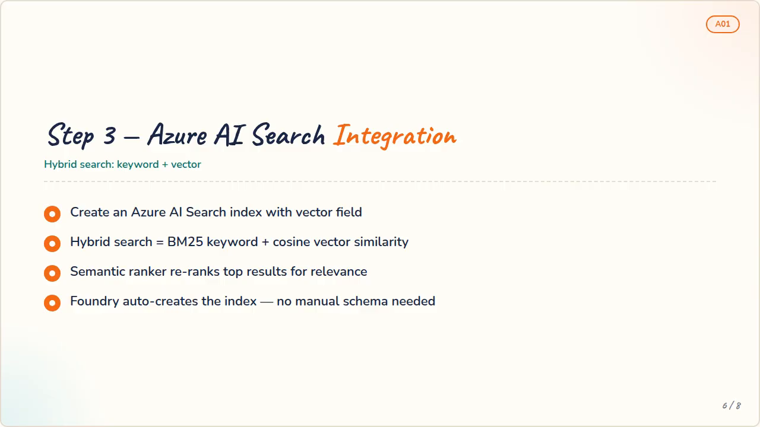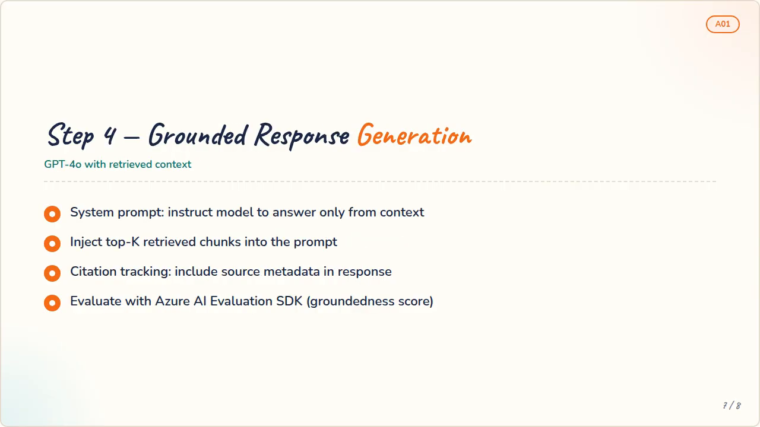The final step passes the retrieved chunks as context to GPT-4o. A well-crafted system prompt instructs the model to answer only from the provided context and cite its sources. Use the Azure AI Evaluation SDK to measure groundedness, how well the answer is supported by the retrieved documents.